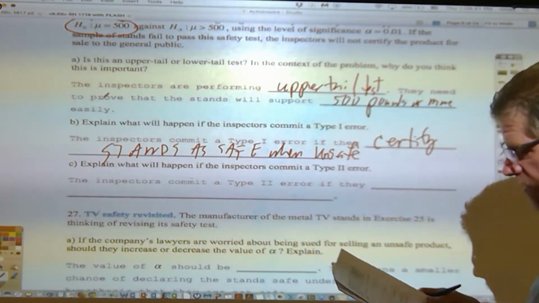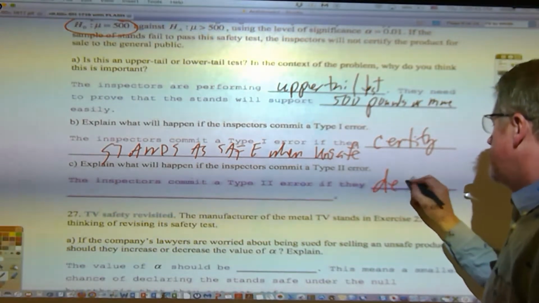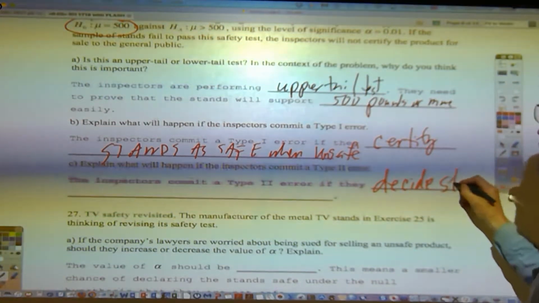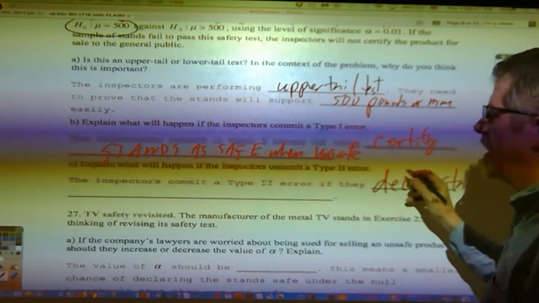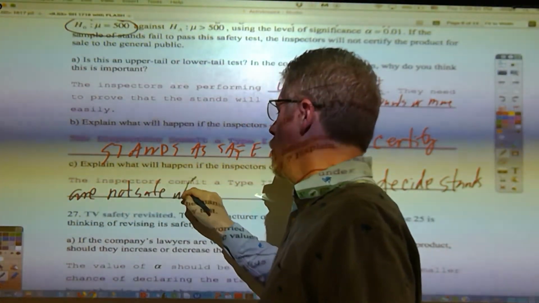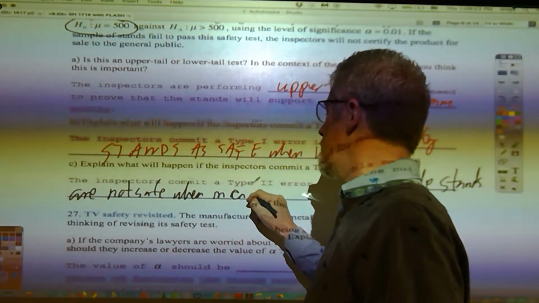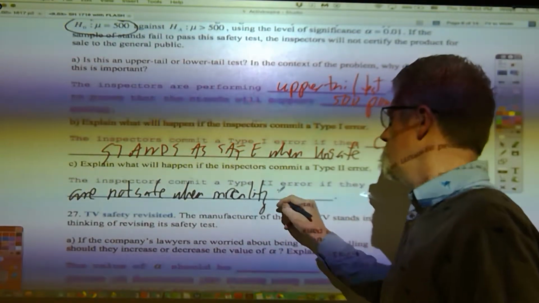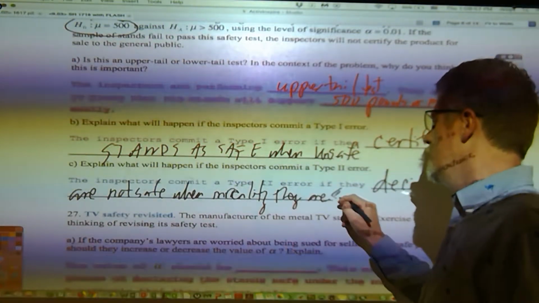So we can word that as follows. They decide stands are not safe when in reality they are safe.